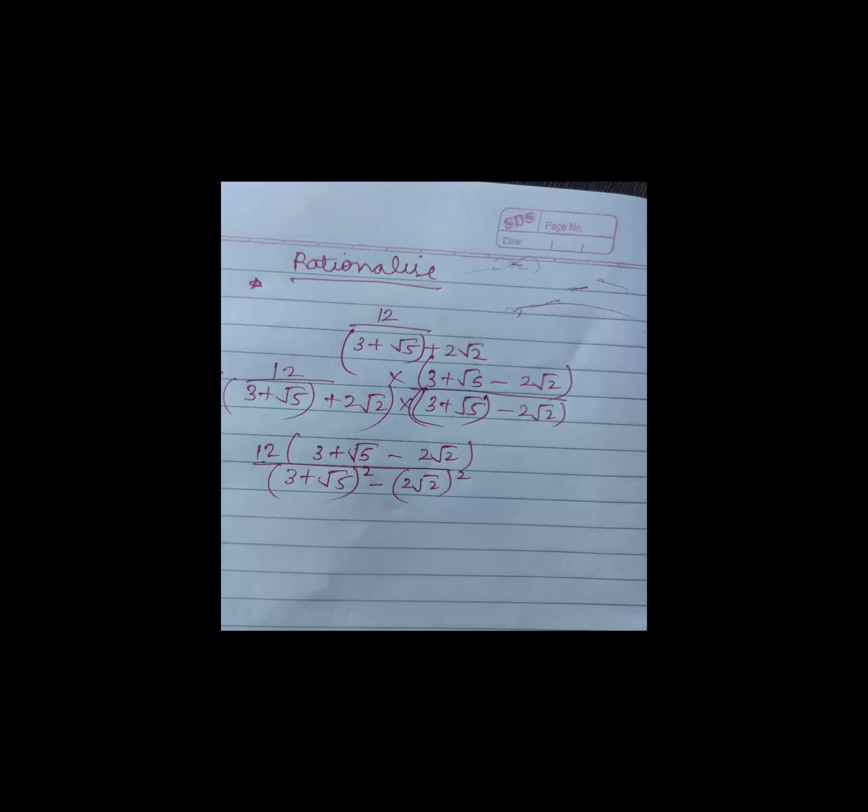Three plus root 5 square will be (a plus b) whole square, not just a square plus b square. Remember this term: (a plus b) whole square.